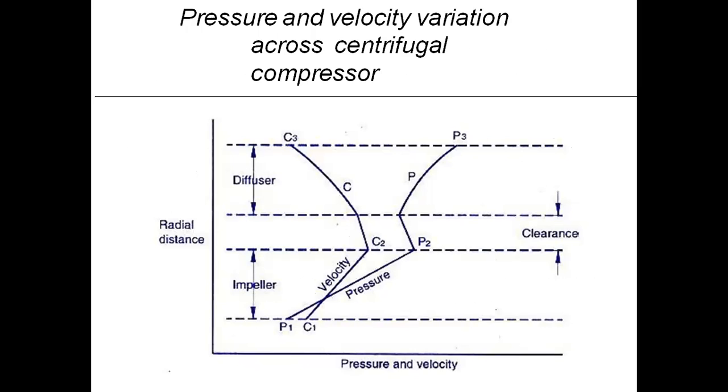Pressure and velocity variation across centrifugal compressor. In this diagram, we can see the pressure and velocity variation in the centrifugal compressor. In the impeller, our velocity increases from C1 to C2. In the radial distance of clearance from C2 to C3, the diffuser decreases velocity. Pressure also increases up to P3.